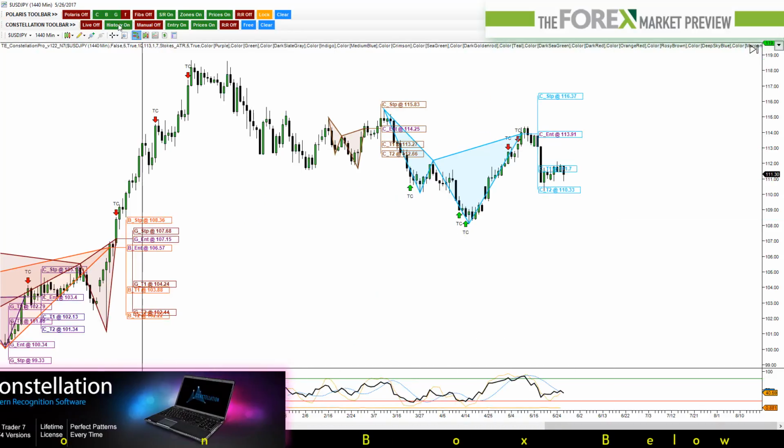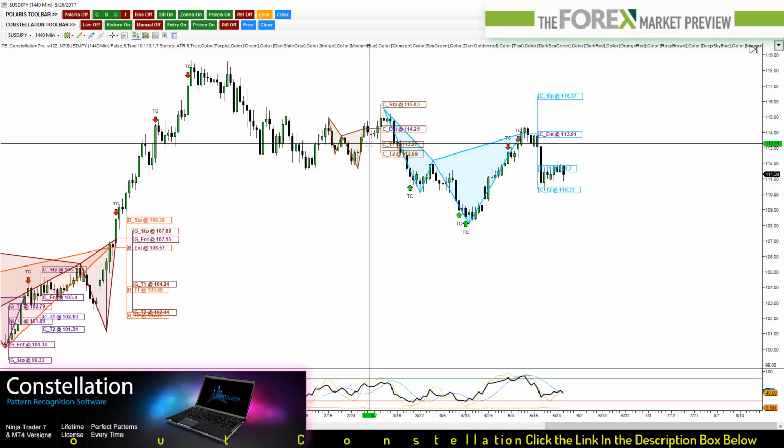This is the Constellation tool, by the way. This is a pattern recognition tool we have on, something that helps our traders just see pattern formations in the market, but also helps with the back testing process and the identification process and training their eyes to see advanced pattern formations.